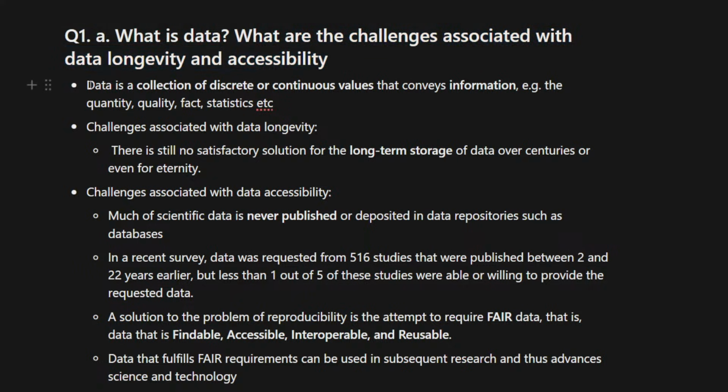Okay, so what is data? This is all available in your PPT. I think this is the first one, basic data science lecture one. So I just took it from that PPT as it is. So data is a collection of discrete or continuous values that conveys information. Example, the quantity, quality, fact, statistics, etc.